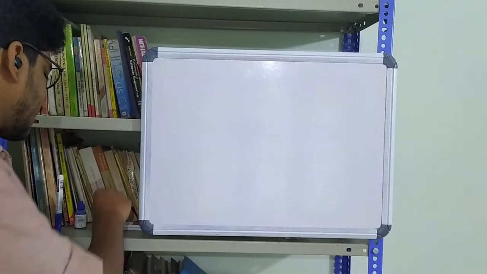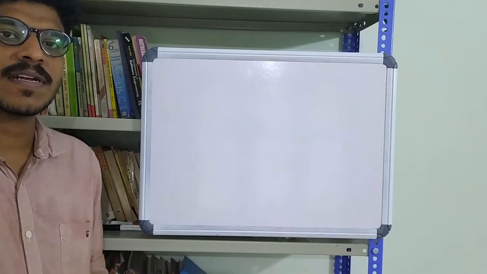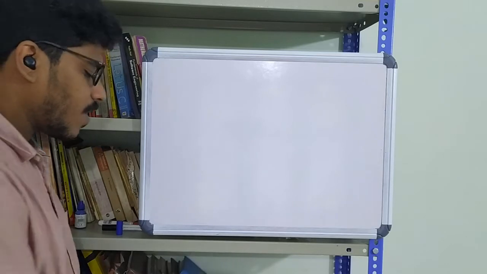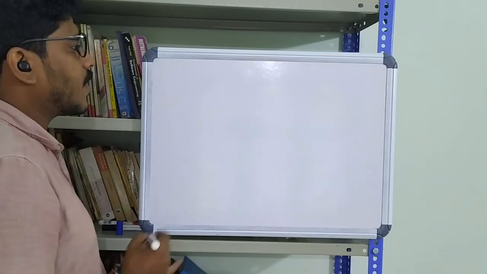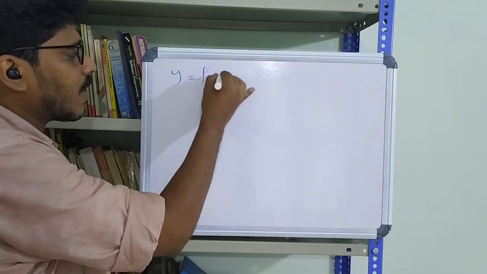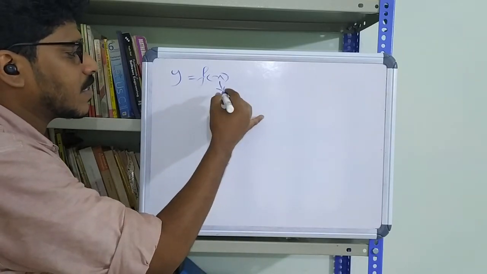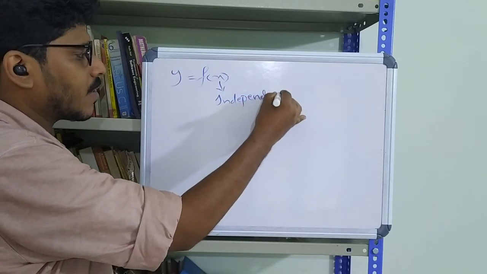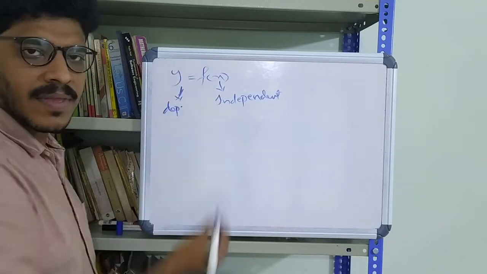Today we're going to discuss the partial derivatives of functions of several variables. So, what do we currently know about a function? We have seen functions of the form y equal to some f of x, where x is said to be the independent variable and y being the dependent variable.